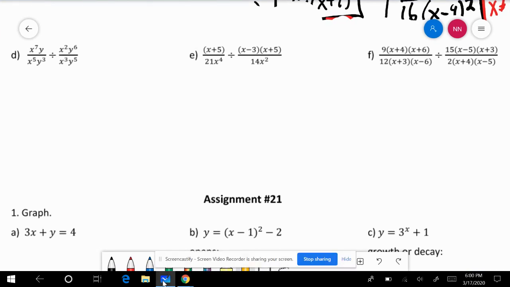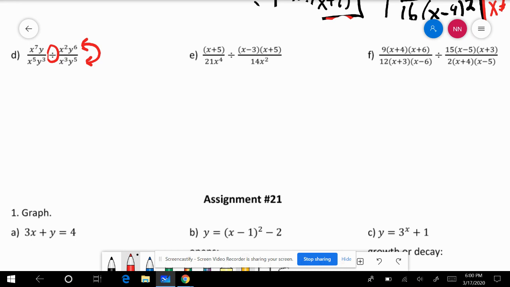We're going to continue with dividing. We're going to be looking at D, E, and F. When we're looking at this, remember that what we're going to be doing is we're going to take this division and we're going to make it multiplication. And how we do that is we flip the second terms, just like what we did in junior high when we were looking at basic fractions.